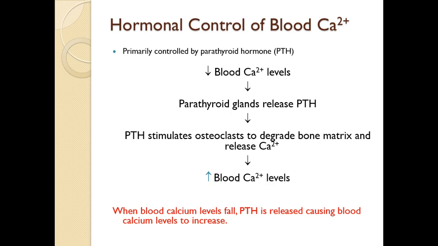Okay? So the parathyroid gland secretes PTH. PTH instructs the osteoclasts to break down bone. Breaking down bone releases calcium. Calcium leaves the bone matrix and enters the blood, thereby increasing blood calcium levels. Okay?